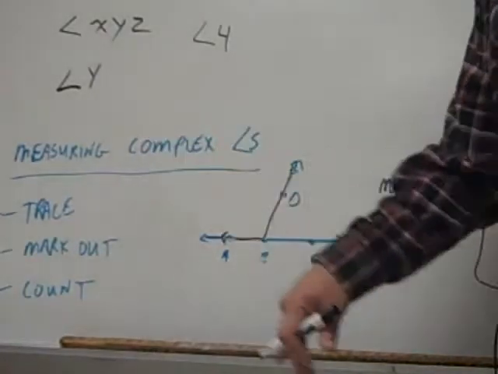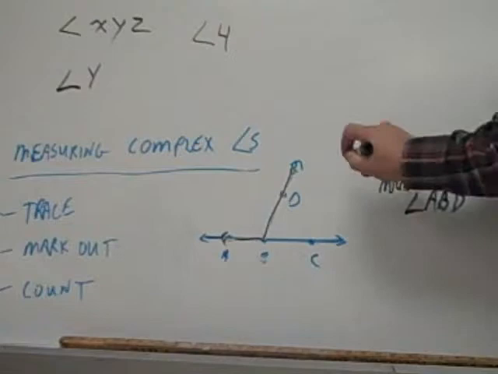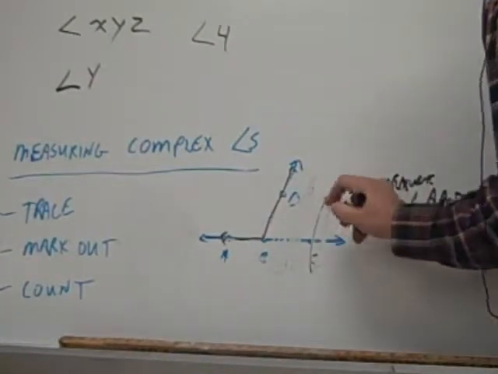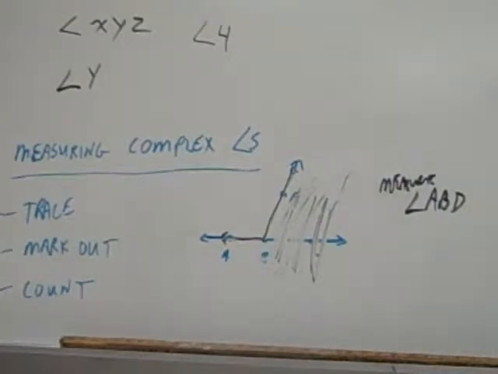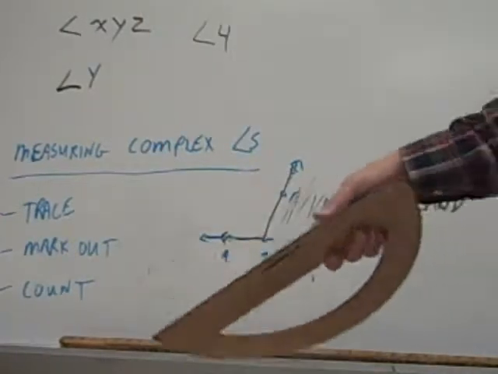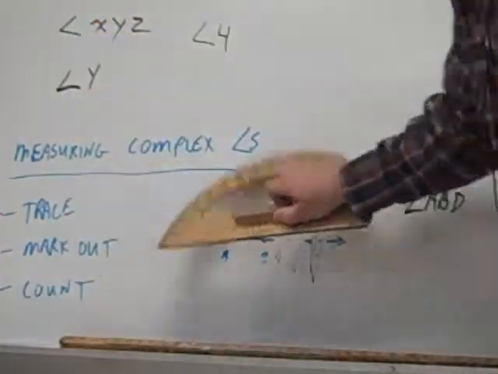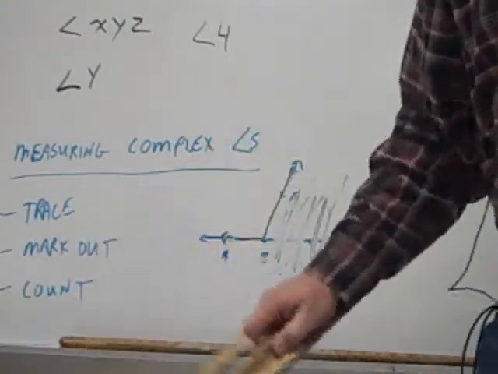Now mark out what I'm not measuring. This one over here, am I measuring that guy? No. So mark it out so you won't even look at it. The one I want is this guy over here. And then when I say count, that means put your protractor on there and measure.